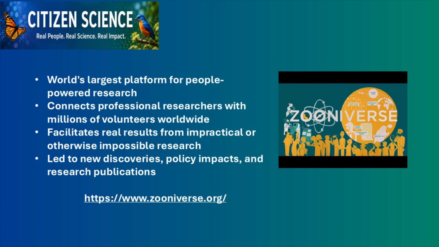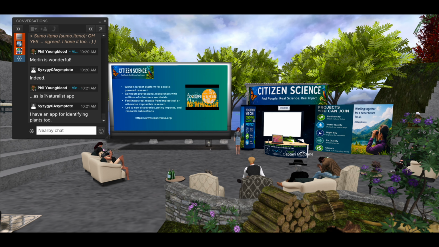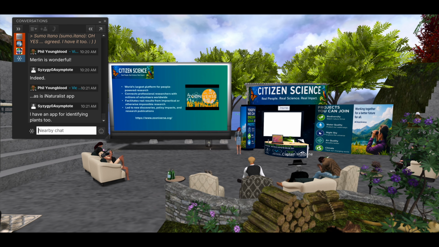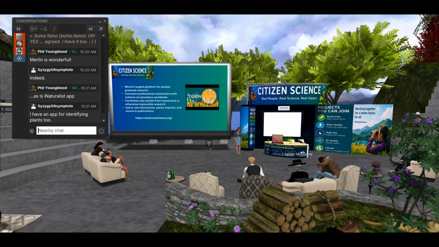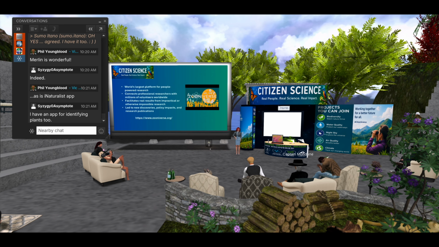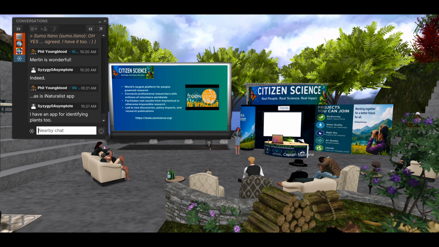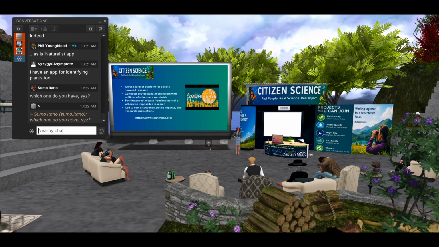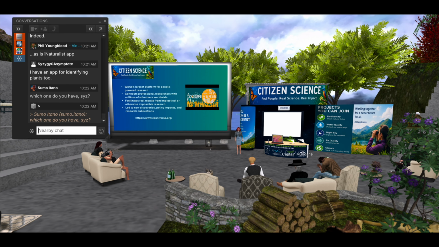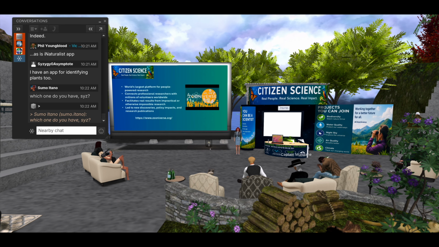If you want to get involved in something that's already ongoing, log into Zooniverse. It's the world's largest platform for people-powered research. It connects professional researchers with millions of volunteers worldwide, and you can find projects in your own location, or if you're going on vacation, you can find one wherever you're going. It facilitates real results from impractical or otherwise impossible research. It has led to new discoveries, policies, impacts, and research publications. And you can find it at this website.